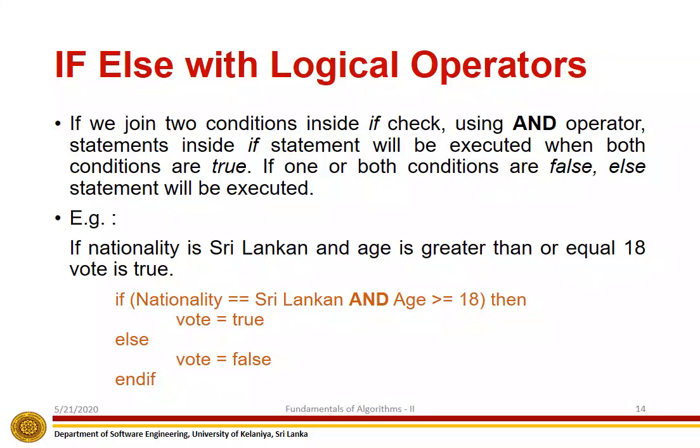Here I have given the same example that we discussed in the nested if-else. If nationality is Sri Lankan and age is greater than or equal to 18, what is true? So inside the brackets in the if condition we have to check nationality equals Sri Lankan and age is greater than or equal to 18. Only if both conditions are true, what is equal to true? If one or both conditions are false, it goes to the else part. What is equal to false? And we finish the statement with the end if keyword.